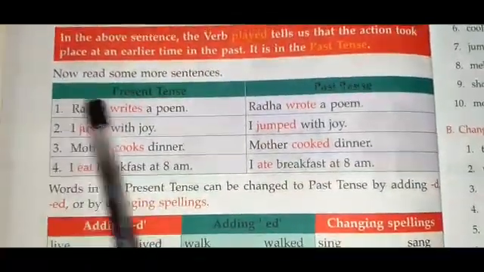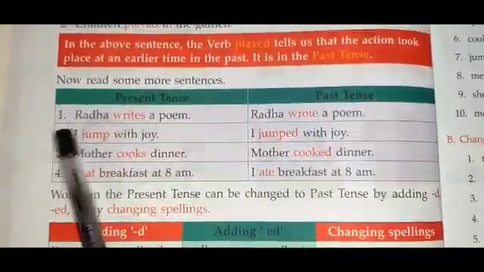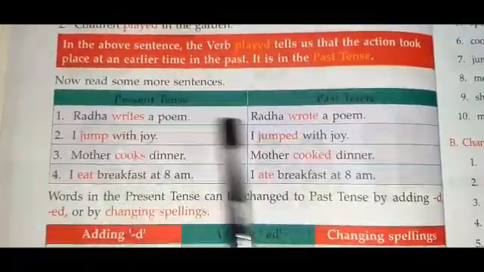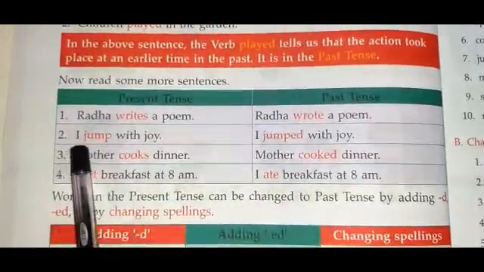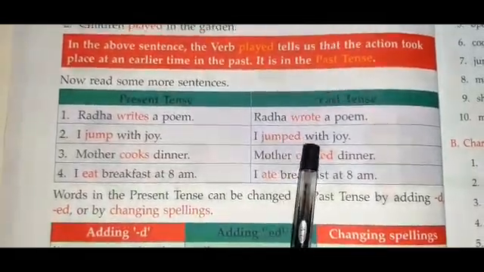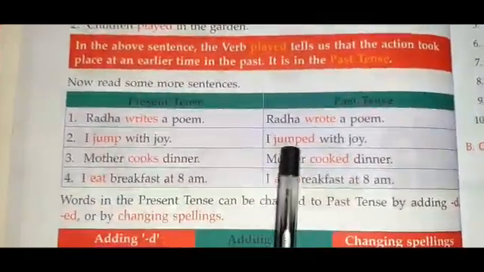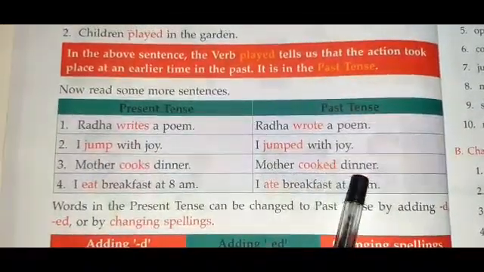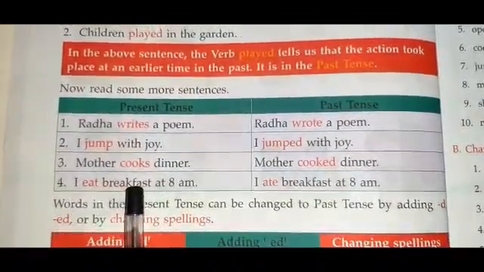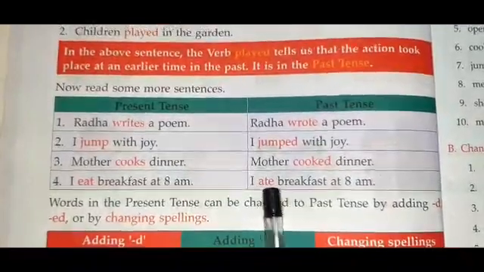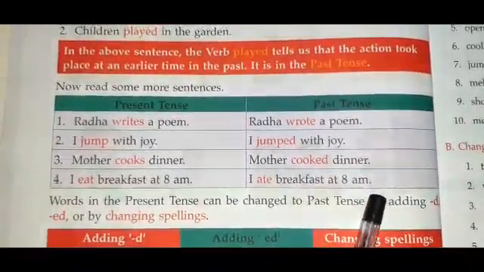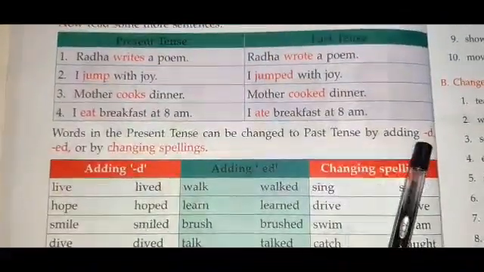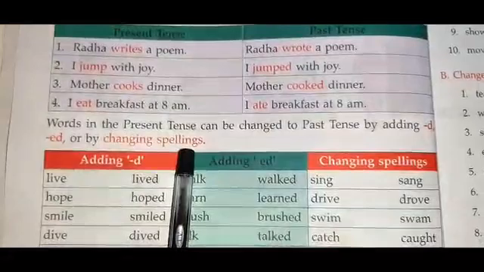Now we have some more examples. Present tense, past tense. Radha writes a poem. Radha wrote a poem. So writes becomes wrote. I jump with joy. I jumped with joy. Jump changes to jumped. Mother cooks dinner. Mother cooked dinner. I eat breakfast at 8 a.m. I ate breakfast at 8 a.m. So we can change the words into past tense by adding d, ed or by changing the spellings.